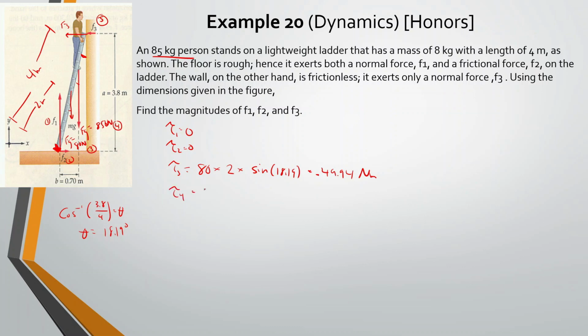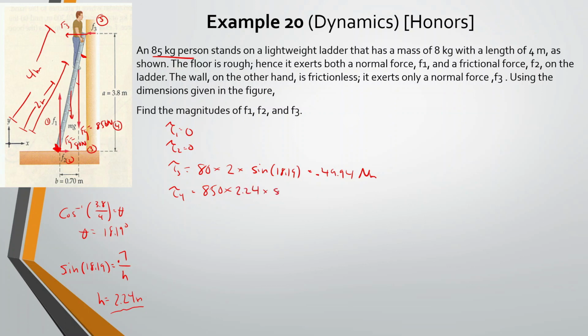Torque of the fourth one, this is from the person. This is going to be 850 newtons. We don't actually know how far he is from the axis of rotation, but we do know that he's 0.7 meters, and we also know that this angle here is 18.19. So let's use sine to figure this out. Sine of 18.19 is equal to opposite, 0.7, divided by hypotenuse, which we're looking for. Now let's put this in my calculator. 0.7 divided by sine of 18.19, and I get 2.24 meters.